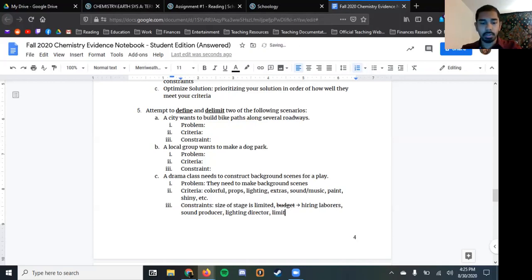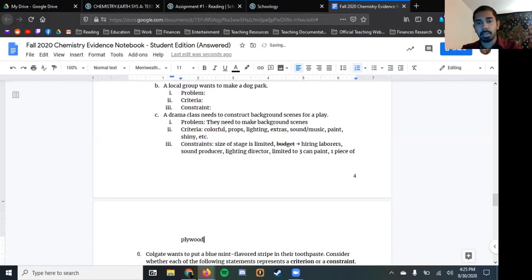We're limited to 3 cans of paint, right? We've got 1 piece of plywood that we could use. So you've got to be able to do a lot with a little, right?